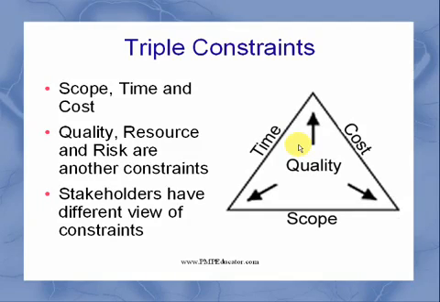Stakeholders have different views of constraints. So for example, for the architects, the scope is important, but for the project sponsor, probably the time or the cost is the most important thing.